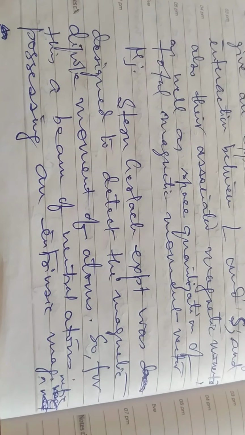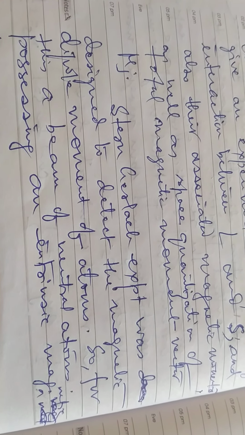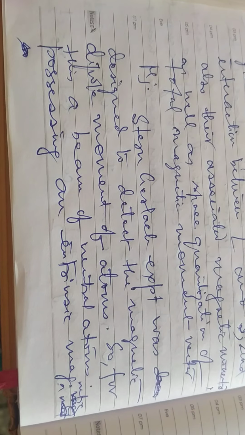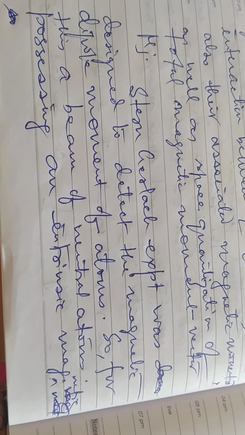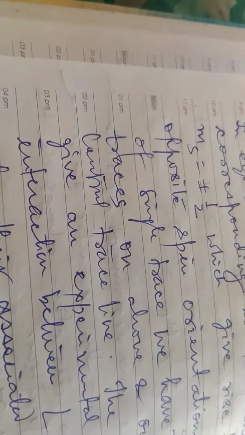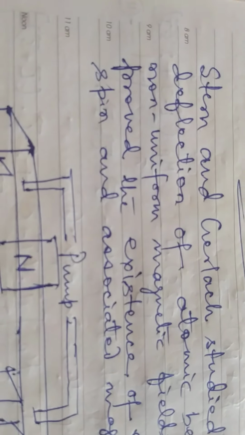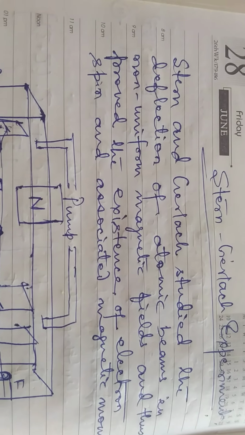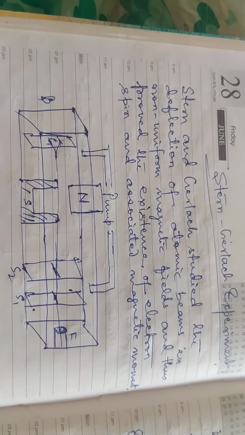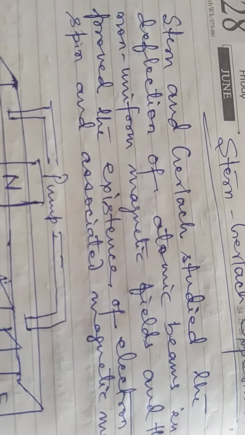Stern and Gerlach experiment was designed to detect the magnetic dipole moment of the atoms. For this, a beam of neutral atoms possessing an intrinsic magnetic moment is passed through an inhomogeneous magnetic field. Thus the Stern-Gerlach experiment has been explained in a nice way, and it could prove that the presence of spin and associated spin magnetic moment could be proved by the Stern-Gerlach experiment in the form of the deflection of atomic beams in a non-uniform magnetic field.